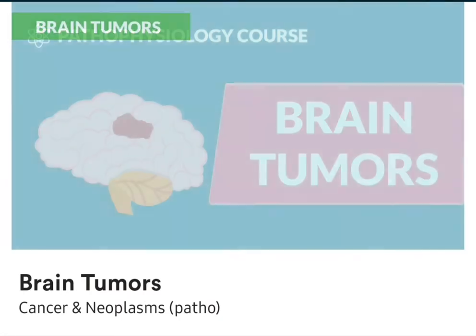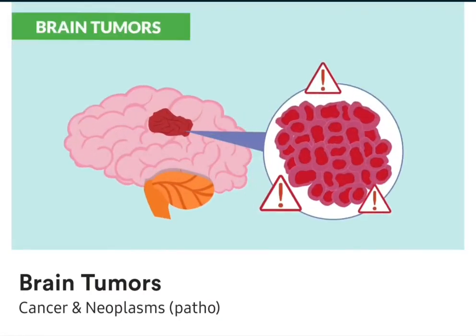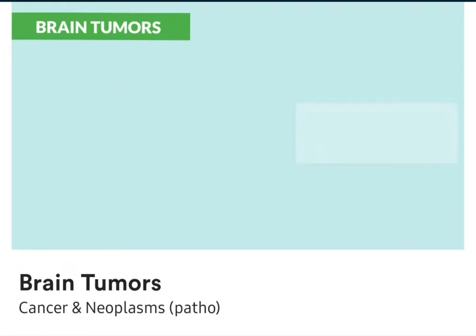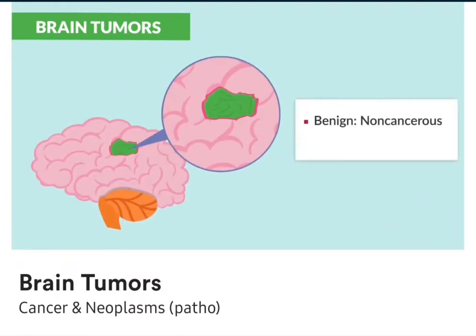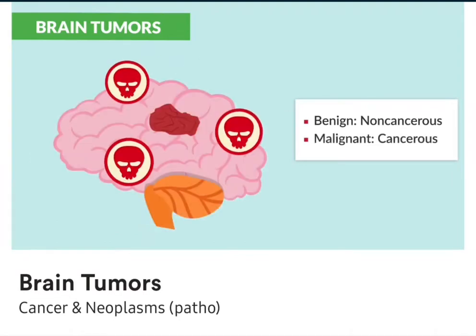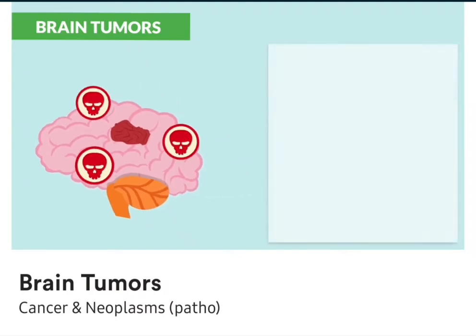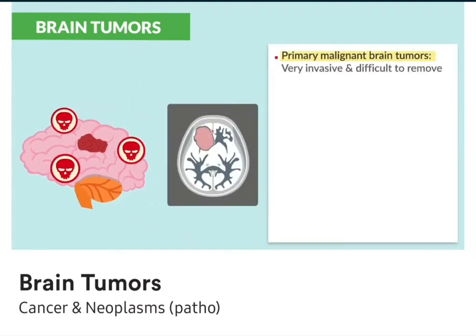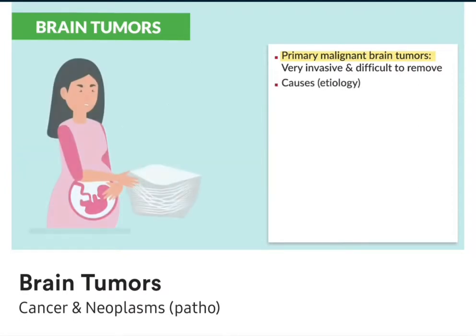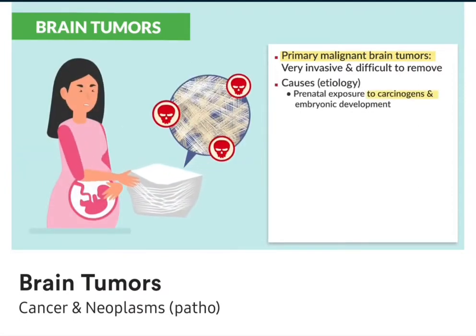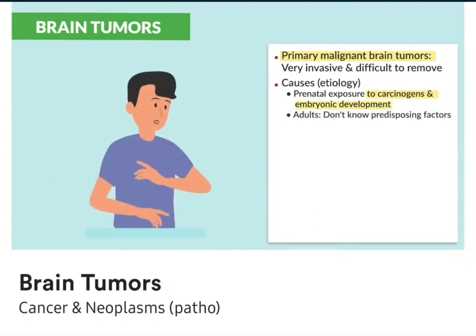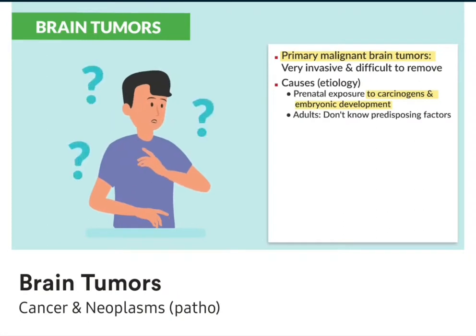Now for brain tumors. A brain tumor is a mass or growth of abnormal cells inside the brain. Some brain tumors are benign, which are non-cancerous, and some brain tumors are malignant, which means cancerous. So you don't want to have the malignant ones. Now for primary malignant brain tumors, it's very invasive and very difficult to remove, often inoperable. Now for the causes or etiology, a prenatal exposure to carcinogens and embryonic development is a main cause. And for adults, typically we don't know predisposing factors.